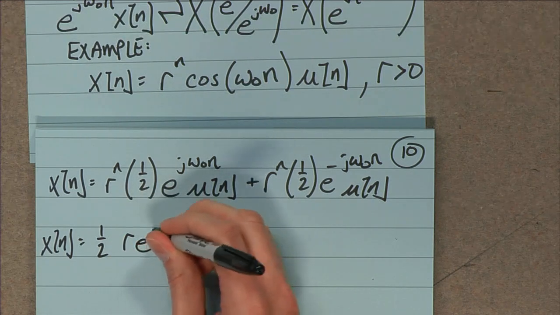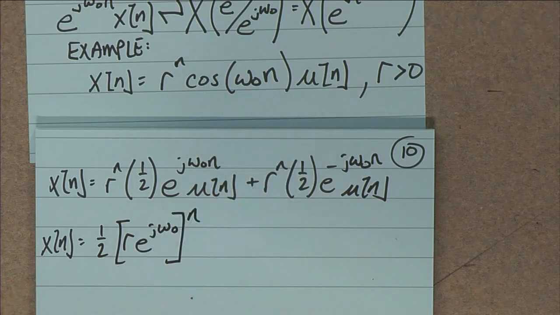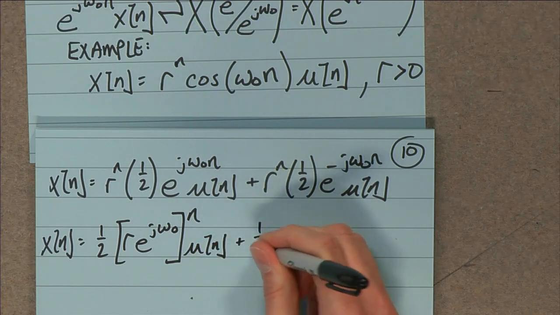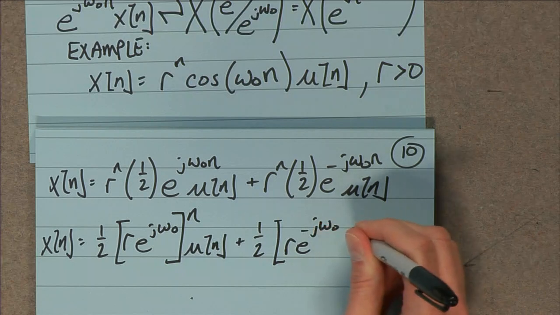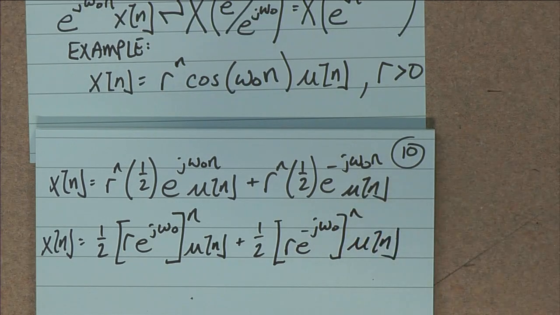Take r e to the j omega naught and raise that whole thing to the nth times u of n, plus, and we'll do the same thing over here, minus j omega naught, all raised to the nth u of n. So now we've got these complex exponentials we're about to multiply.